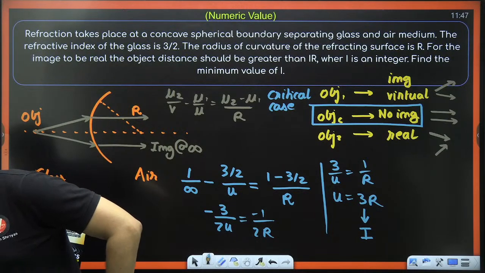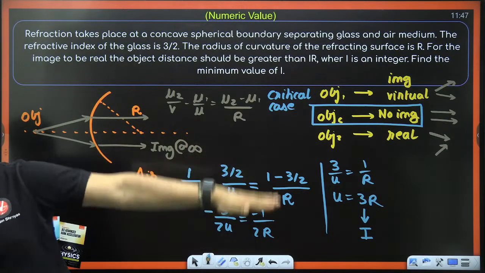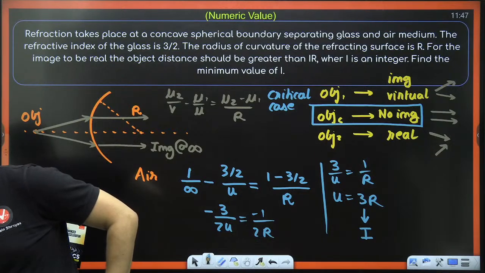Okay. R will be positive, Veena, because R is on that other side, right? Positive side. Okay. Very good. Very good. Awesomeness.